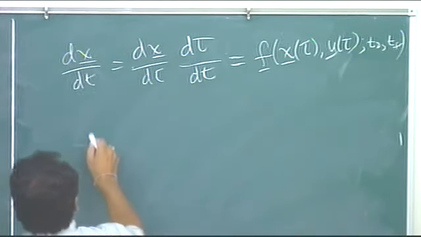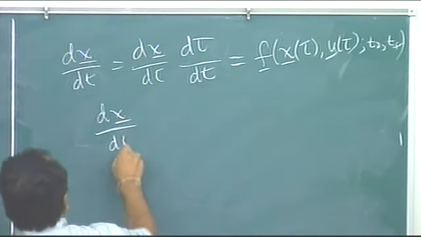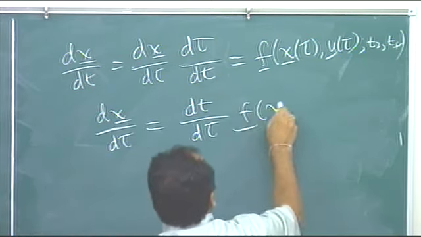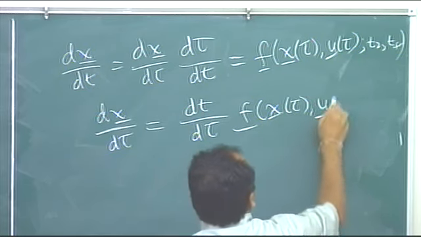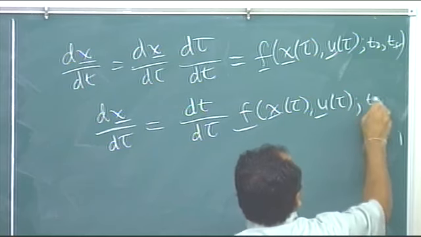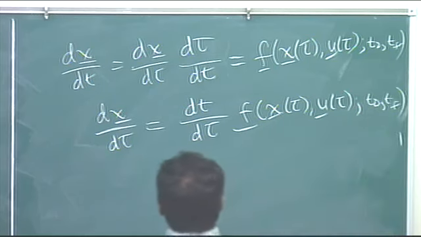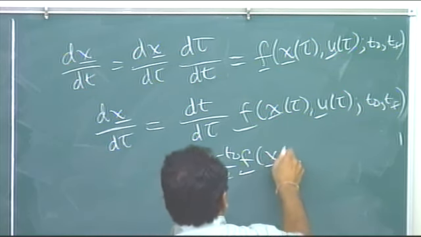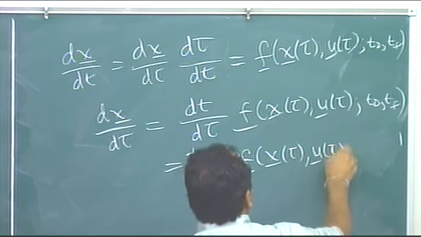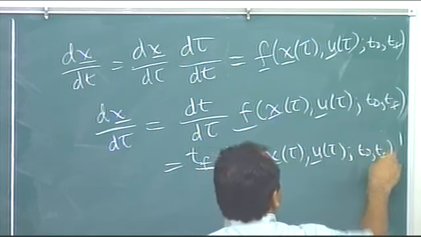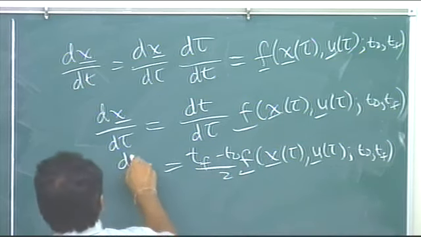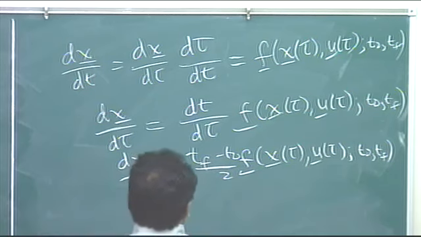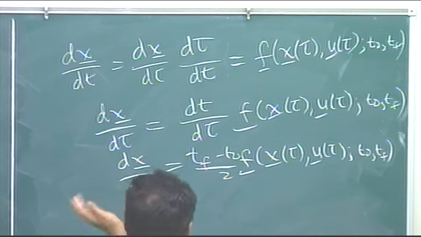And so what I'm going to get is dx/d tau equal to dt/d tau times f(x(tau), u(tau)). And then I introduce these parameters again, t0 and tf. But dt/d tau is just equal to (tf - t0)/2, times f(x(tau), u(tau), t0, tf). So nothing actually changes. You see that I've just got everything mapped onto the interval -1 to 1, and I've got this scale factor of (tf - t0)/2 in front. Everything else stays exactly the same.